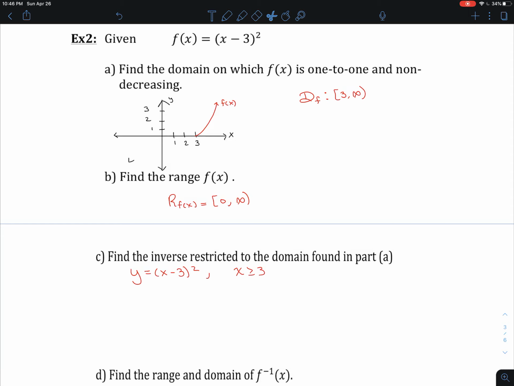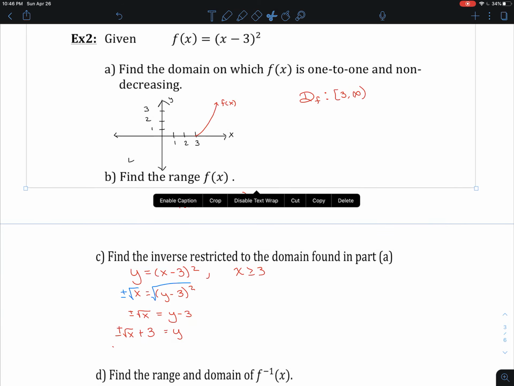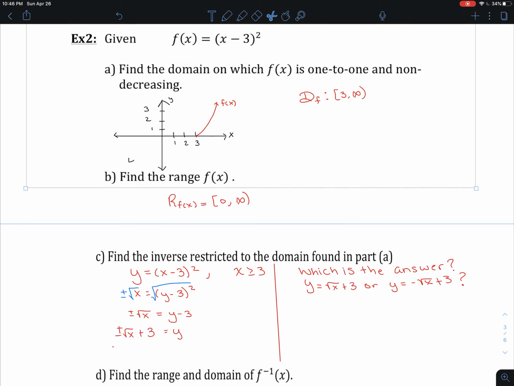Go ahead and switch your x's with y's and then solve for y. Now notice that when we're solving for y, we have to take the square root of both sides to get rid of the squared. And when we do that, we get plus or minus on the right-hand side. And then we go ahead and add 3 to both sides. Okay. And then we get our final answer. y is equal to plus or minus square root of x plus 3.